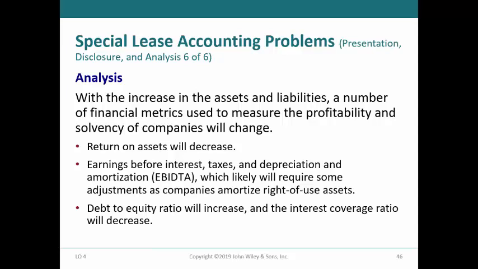There will be changes in many ratios calculated based on the changes in the accounting for leases, as shown on this slide. Return on assets will decrease as more assets are shown on the balance sheet. Earnings before interest, taxes, depreciation, and amortization will change as companies amortize the additional right-of-use assets. Debt-to-equity ratios will increase, and interest coverage ratios will decrease as more liabilities are brought onto the balance sheet.